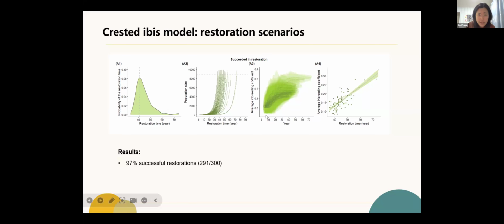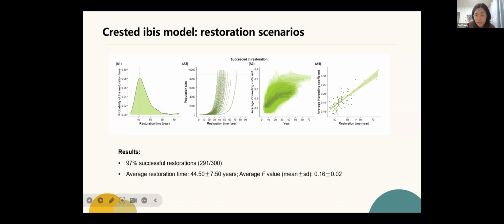And the A3 is actually very important. Here the y-axis shows the average inbreeding coefficients. You can see that in the early simulation time, the inbreeding coefficients increase dramatically, and later it seems to reach a plateau in the successful restorations. And the light green shadows mean the variation of inbreeding coefficients within the population. You can see that as the simulation goes by, the variation becomes smaller and smaller.